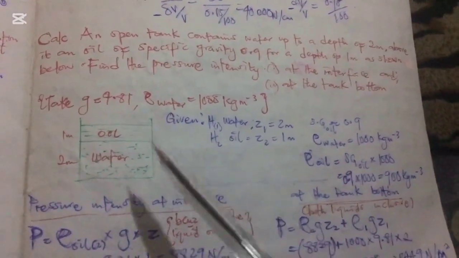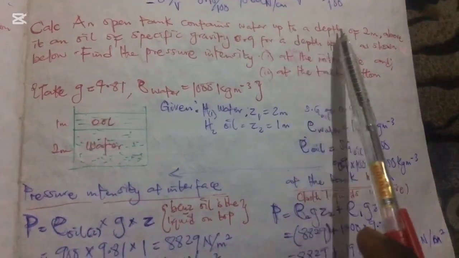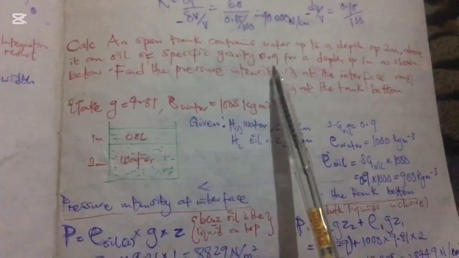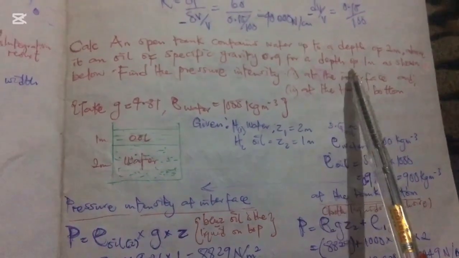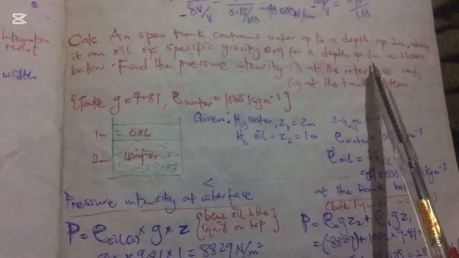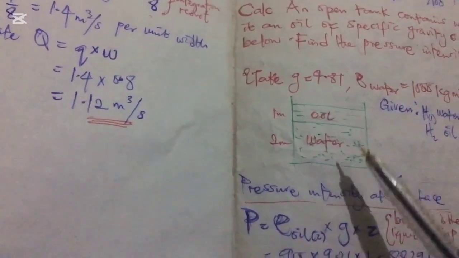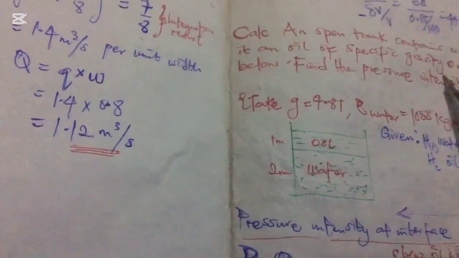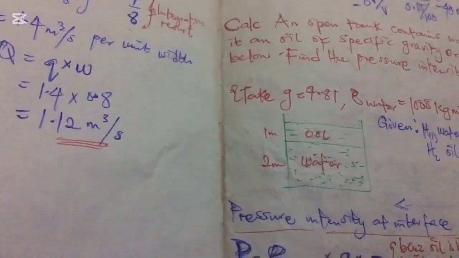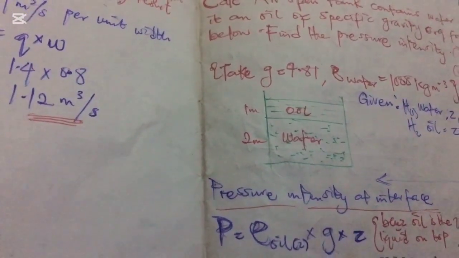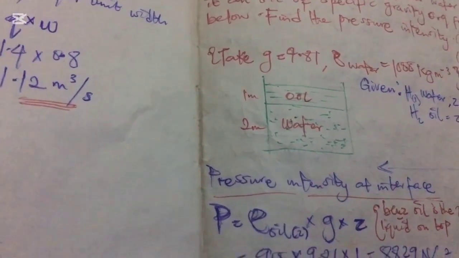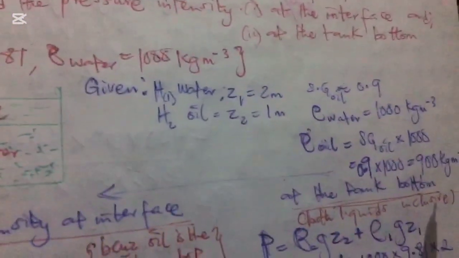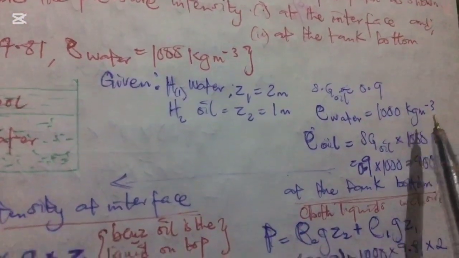So this is the question we are given. An open tank contains water up to a depth of 2 meters, and above it there is an oil of specific gravity 0.9 for a depth of 1 meter as shown. So this is both of the liquids, oil and water. Water is beneath, then oil on top. So oil has a specific gravity of 0.9. They did not give us the density of oil, and we are going to be needing the density of oil and water. So we know the density of water as 1000 kilogram per meter cube.